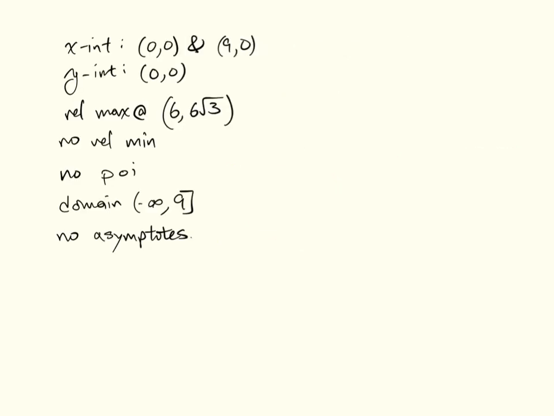So from all of the previous pages, here is all of the relevant information. And in addition to that, we know that f prime of x is bigger than 0 from negative infinity to 6, and f prime of x is less than 0 from 6 to 9. So I'm going to draw a graph over here on the right.